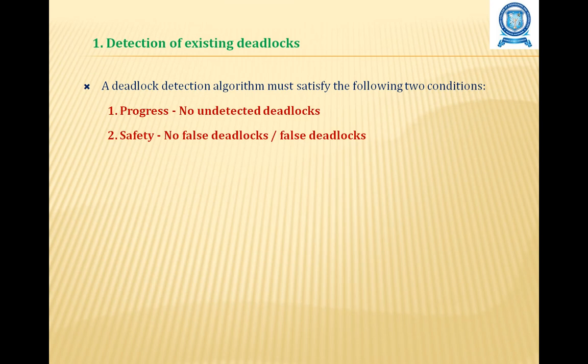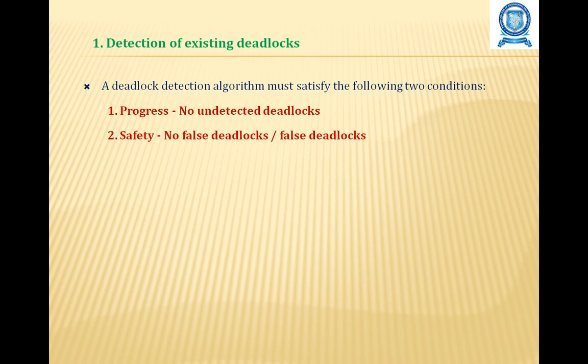A deadlock detection algorithm must satisfy the following two conditions: progress and safety. Progress means no undetected deadlocks. Safety means no false deadlocks. No undetected deadlock means the algorithm must detect all the existing deadlocks in finite time. Once a deadlock has occurred, the deadlock detection activity should continuously progress until the deadlock is detected. In other words, after all the wait for dependencies for a deadlock have formed, the algorithm should not wait for any more events to occur to detect the deadlock.